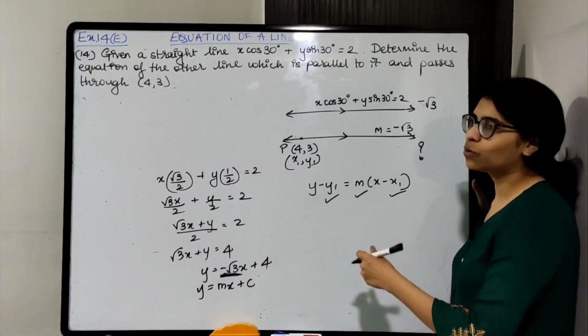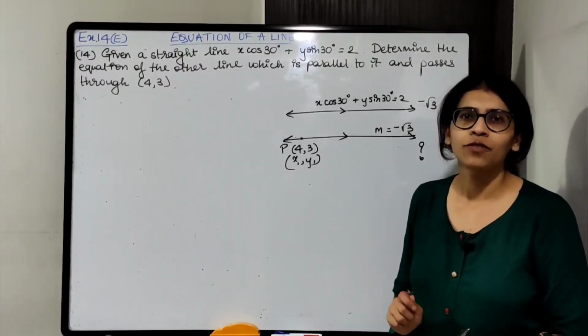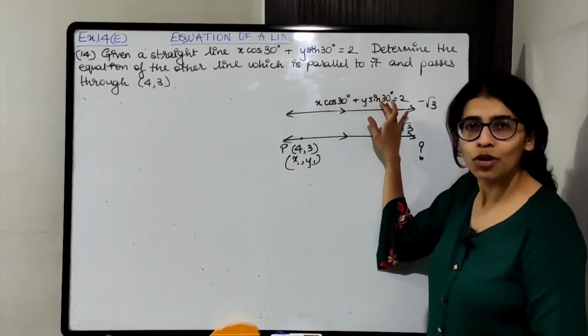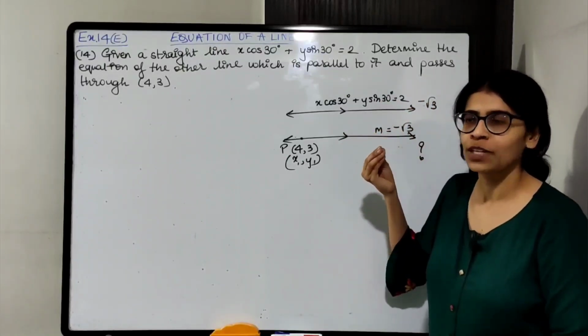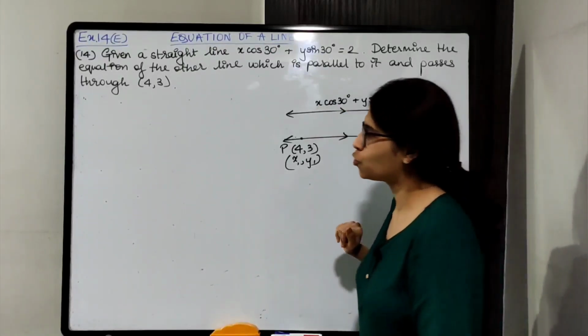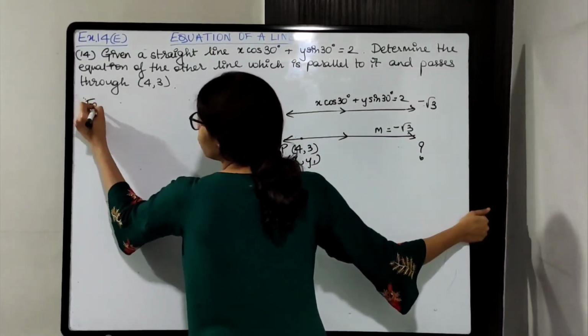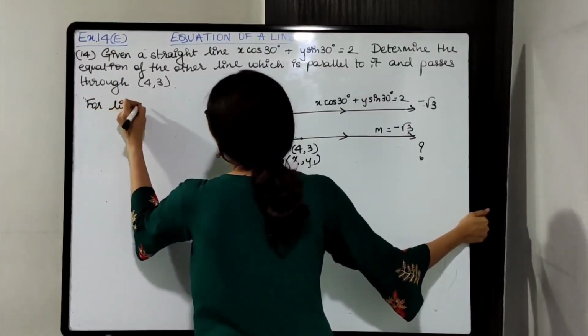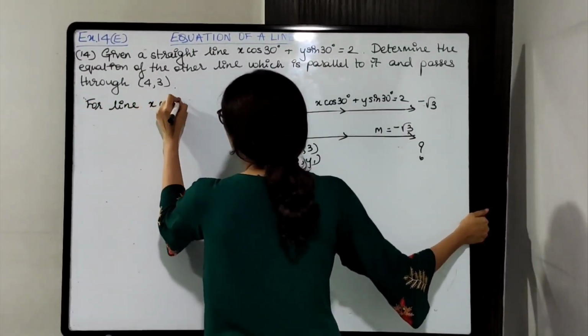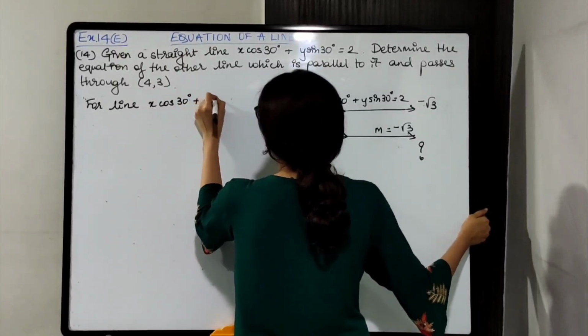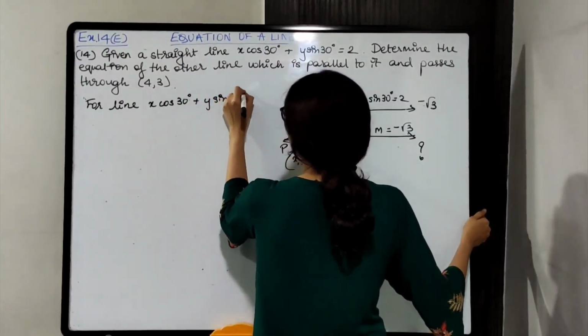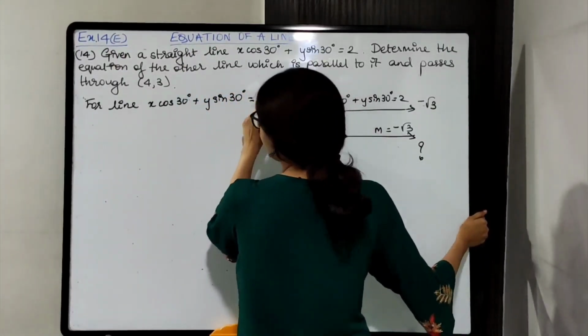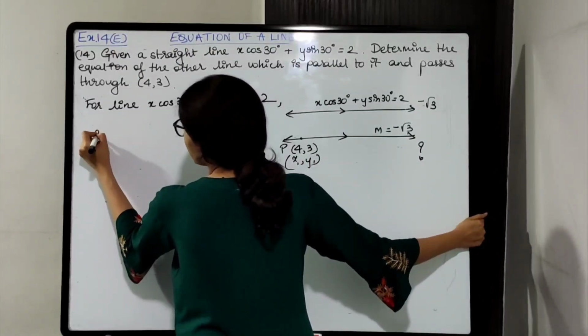Okay, so let us solve now. First we need to bring this equation in normal form and find the slope. So let us consider this equation. For line x cos 30 degrees plus y sin 30 degrees equal to 2. Write down.